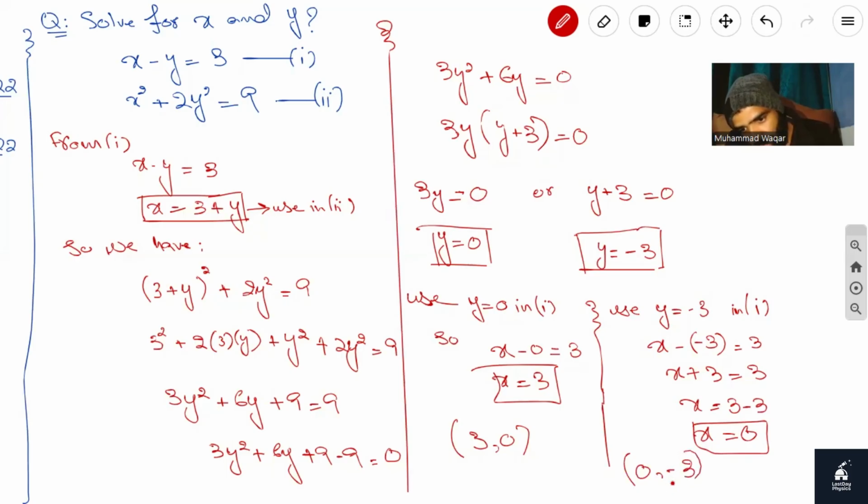Now, these are the values of x and y, two sets of values that will satisfy both these equations. It's very obvious that if we use this 3 and 0 in equation 1, which reads as x minus y equals 3, so 3 minus 0 equals 3, 3 equals 3. If we use the same in equation 2, it will be 3 squared plus 2 times 0 squared equals 9. 2 times 0 squared is 0, 3 squared is 9, 9 equals 9. Similarly, if you use the second set of values, it would also satisfy.